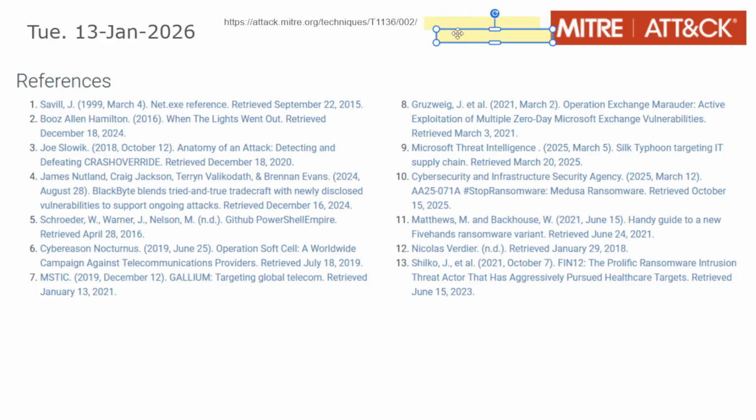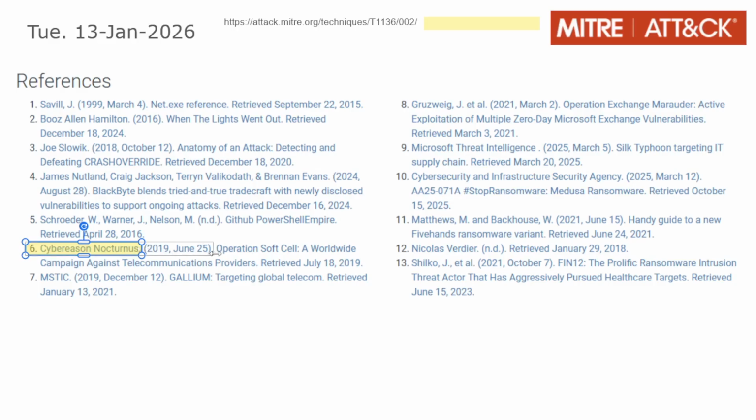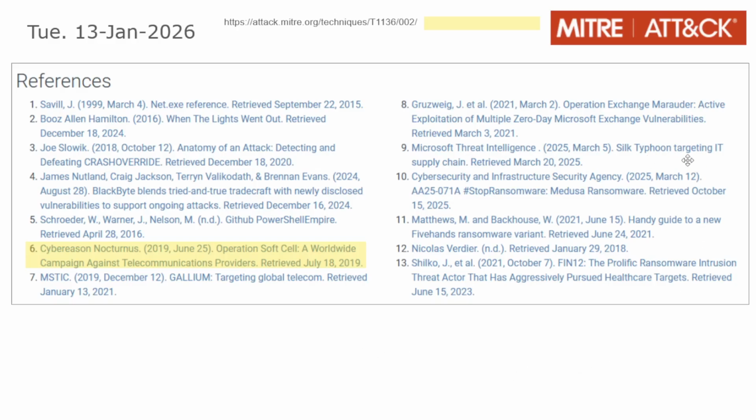Cybereason, that's a pretty successful company in the cyberspace. I heard about these people, but I see them for the first time in the references here. A worldwide campaign against telecommunication providers. Interesting. We might want to read that. Then the Microsoft team, they checked out Gallium targeting global telecom. Retrieved, it's 2019. Microsoft again, Silk Typhoon infrastructure. CISA has the Medusa ransomware, Stop Ransomware.